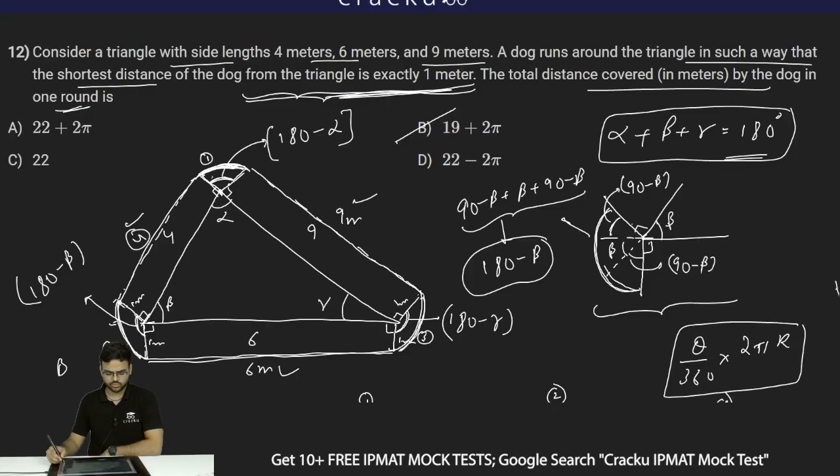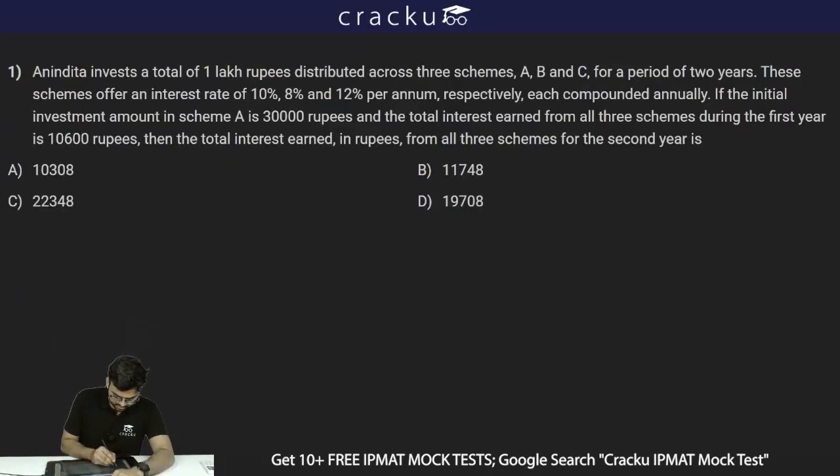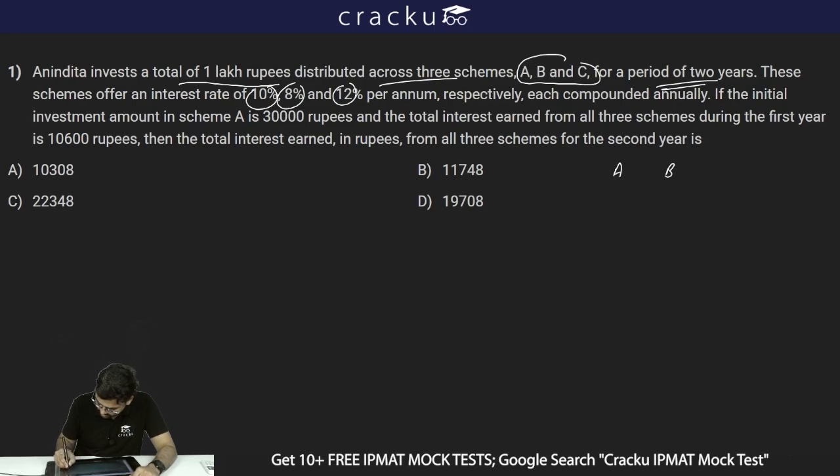So let's discuss the next question. The next question says Anandita invests a total of 1 lakh rupees distributed across 3 schemes A, B and C. So she invested 1 lakh rupees in 3 different schemes A, B and C for a period of 2 years. These schemes offer an interest rate of 10%, 8% and 12% per annum respectively, each compounded annually. So A is giving 10%, B is giving 8% and C is giving 12%.